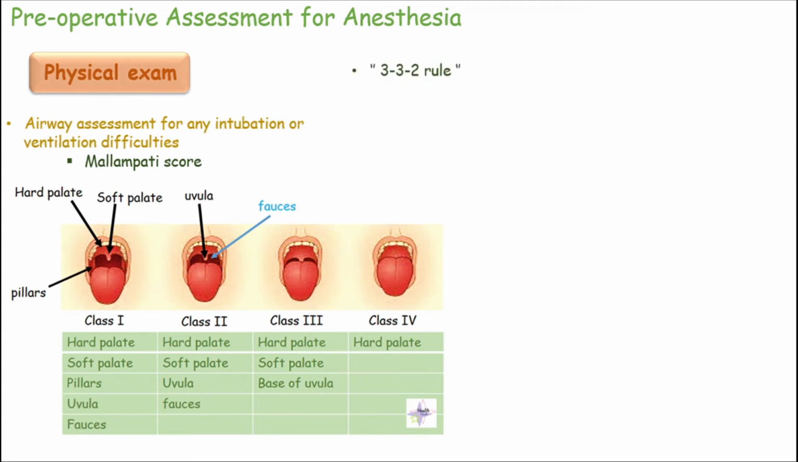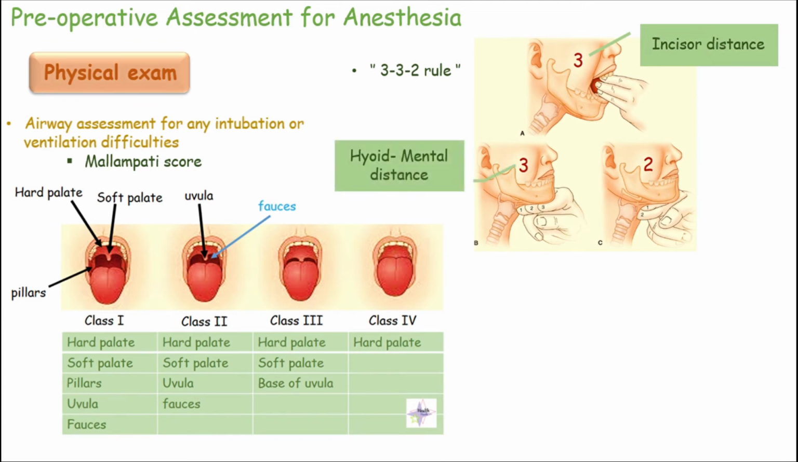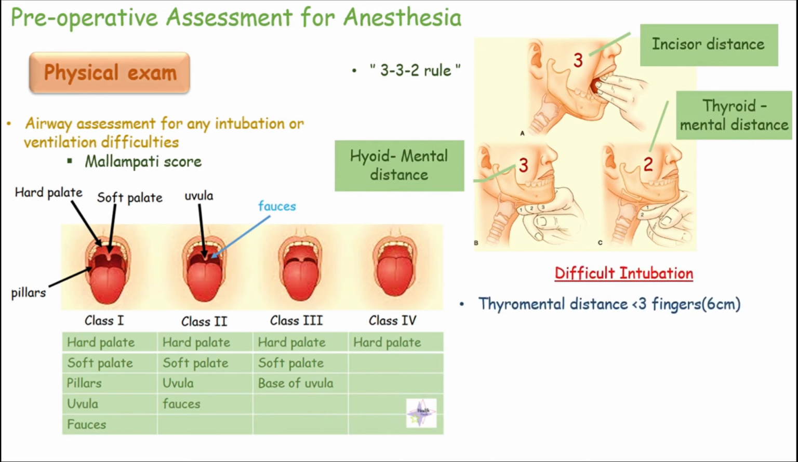And at last, on airway assessment we should check the 3-3-2 rule, where the distance between the incisors is 3 fingers in breadth. The distance between the hyoid bone and the mentum is 3 fingers in breadth. And the distance between the thyroid and the mentum is 2 fingers in breadth. It will be difficult for intubation when the thyromental distance is less than 3 fingers or 6 centimeters, or when the mouth opening is less than 2 fingers in breadth, and in case of anterior jaw subluxation, the mouth opening is less than 1 finger in breadth.